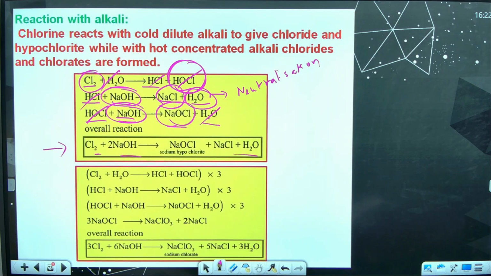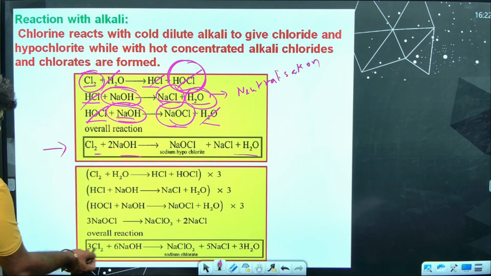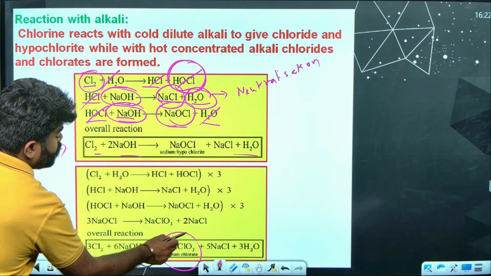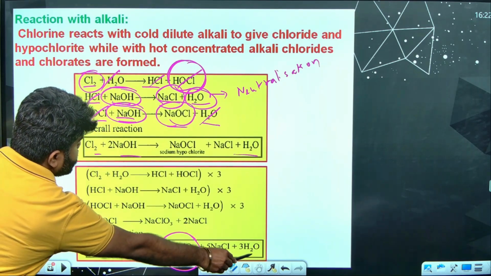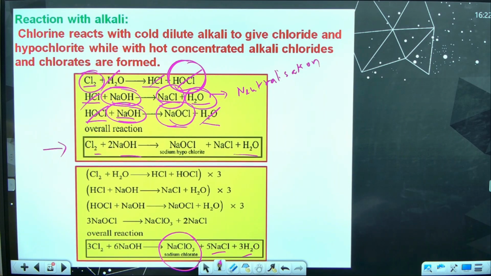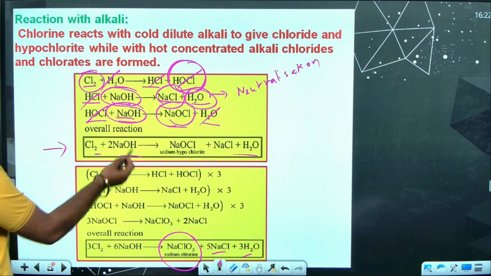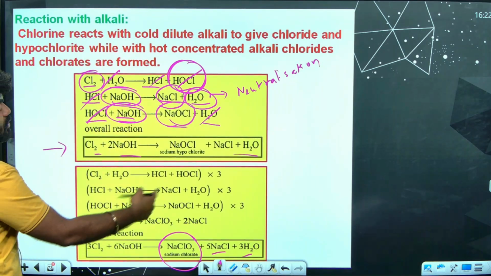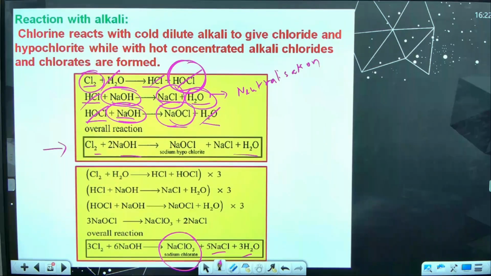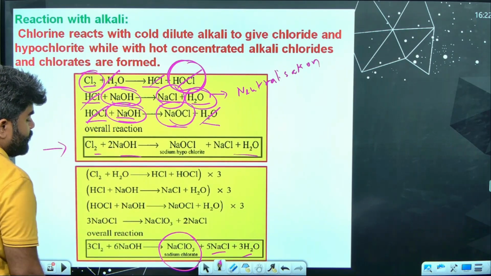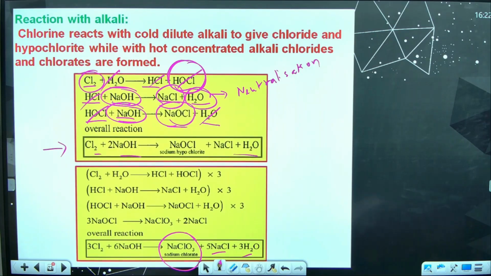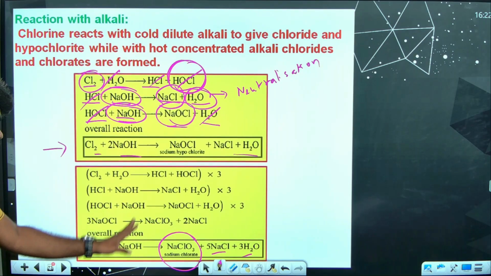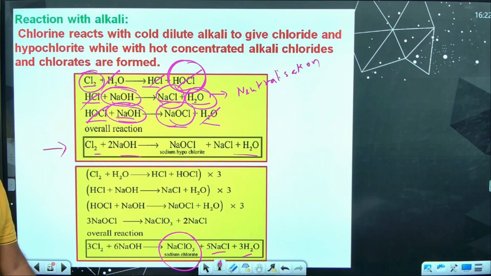Similarly, if excess chlorine reacts with excess NaOH, we get sodium chlorate with NaCl and H2O. So here also, in order to simplify, we cancel out the common reactants and products on the RHS and LHS, and we will multiply with a common number, that is, here we multiply with 3. When reacted with 3, the common terms will cancel out, and then we get the overall reaction.